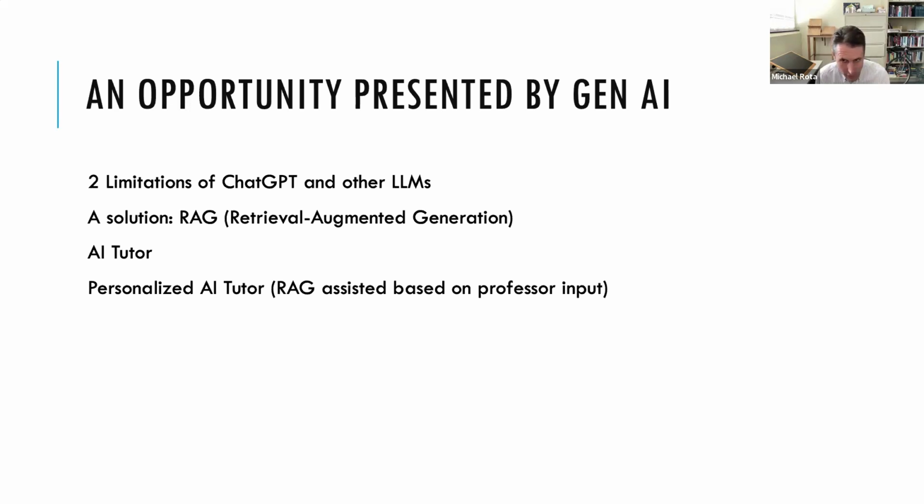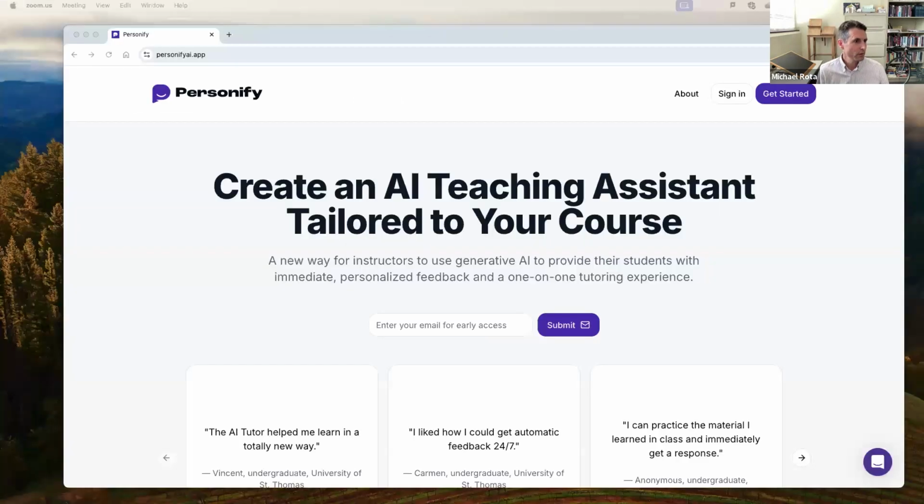In a personalized AI tutor, what happens is the professor decides the questions the AI is going to ask the students. The professor supplies the answers and the evaluation criteria. And that's the retrieval augmented generation part. And you can have students do homework assignments this way. So let me show you what that looks like.